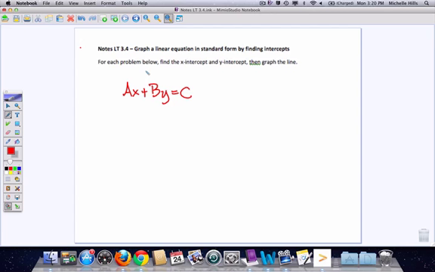20. It says find the x-intercept, which is where the line crosses the x-axis, and the y-intercept, which is where the line crosses the y-axis, and then graph the line.